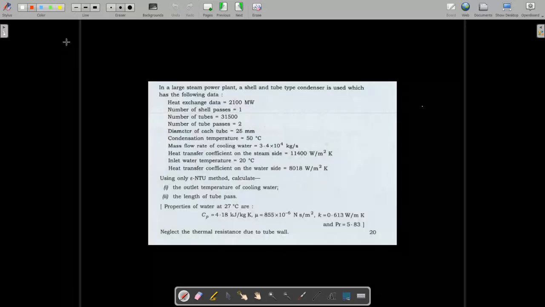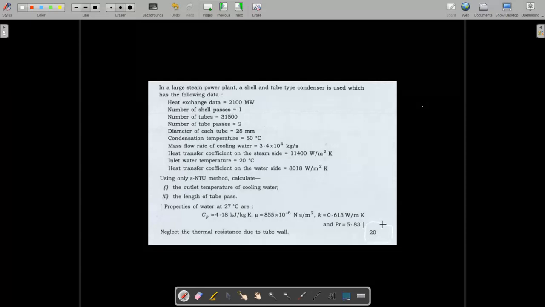So let's start today's question. This question was asked in the mains exam and carries 20 marks. Now before we start, let me clear up some basics.